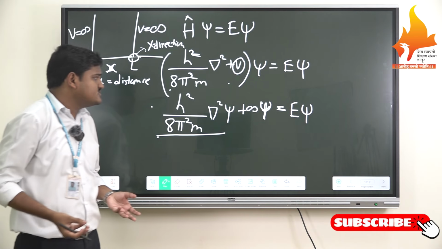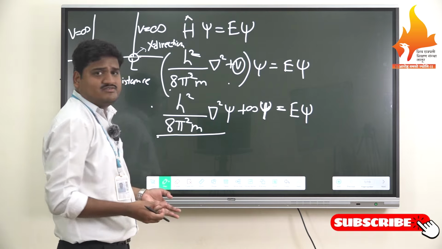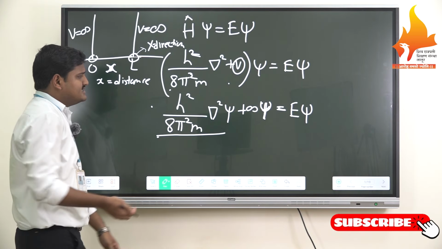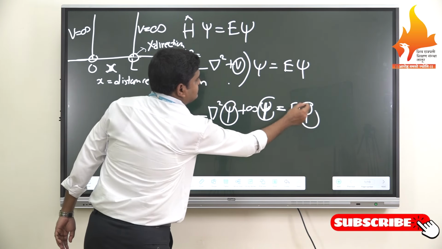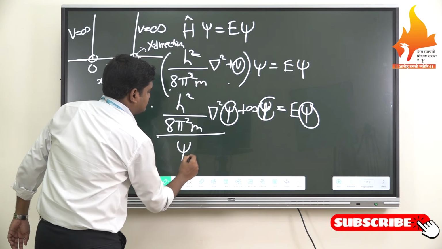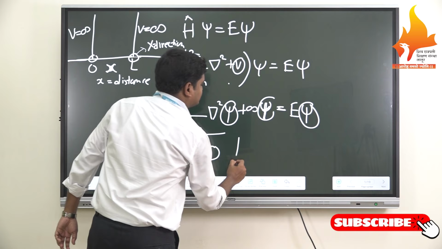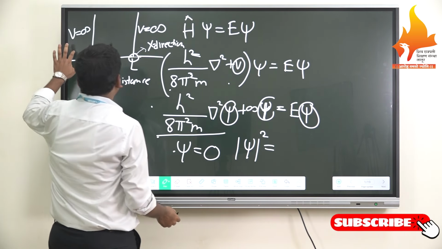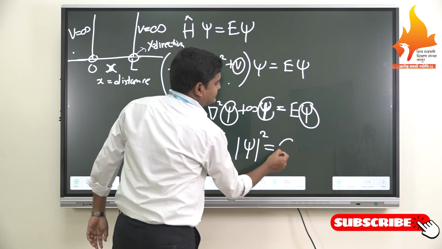Now we have to find the solution for that wave equation. So here we can calculate each and every possibility of this wave solution. The equation can be satisfied with only the value of psi that is 0. So here psi of x is 0, then mod of psi square, that is the probability of finding an electron or quantum particle outside of that position or well, is also 0.